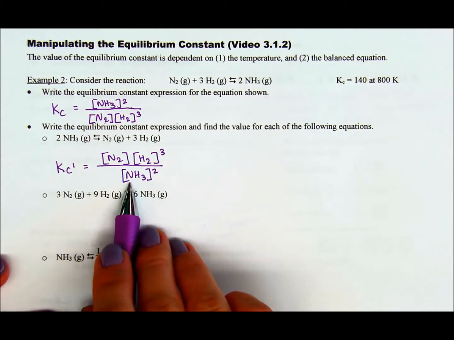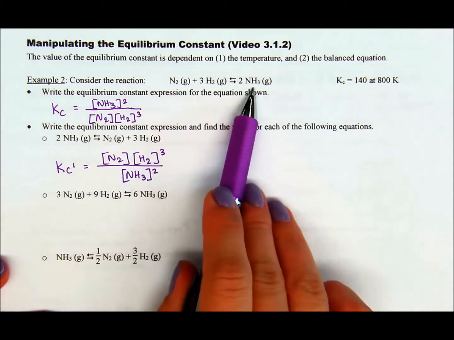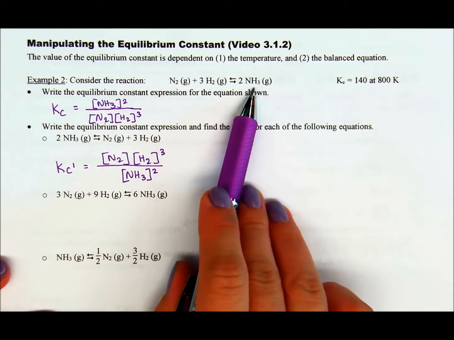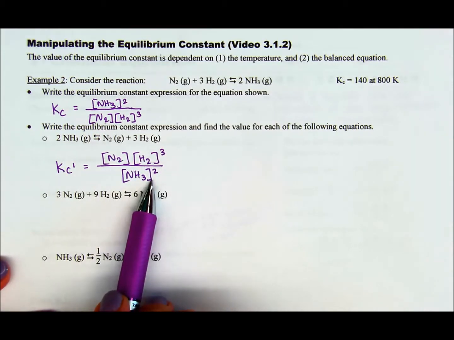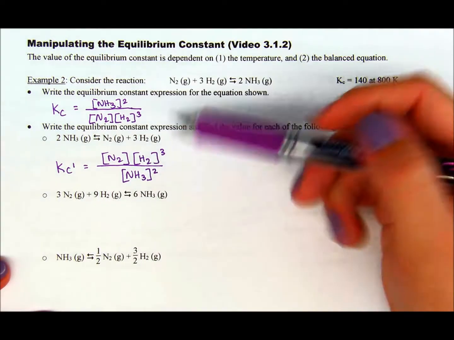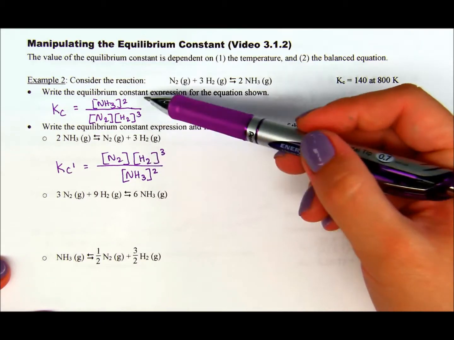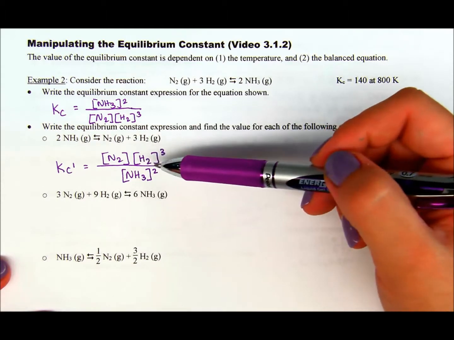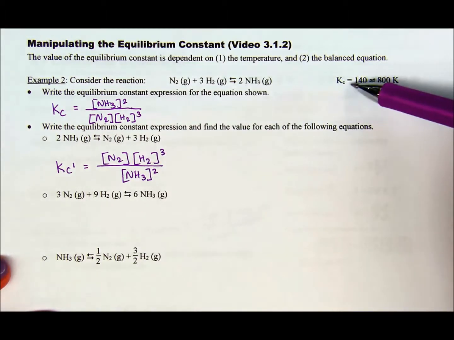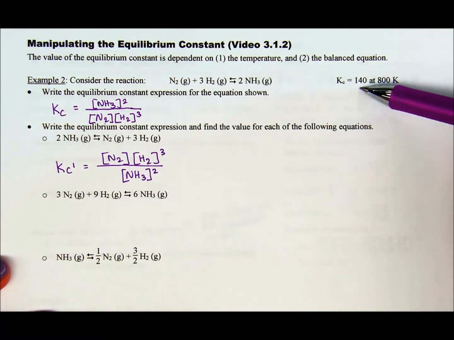You'll notice here that this reaction is exactly the inverse, the reverse, of this reaction. And so you'll also notice that the equilibrium constant expression is exactly reversed as well. What was on top is on bottom, what was on bottom is now on top. So if you reverse any reaction, the Kc you're going to get here is just the inverse of the original.